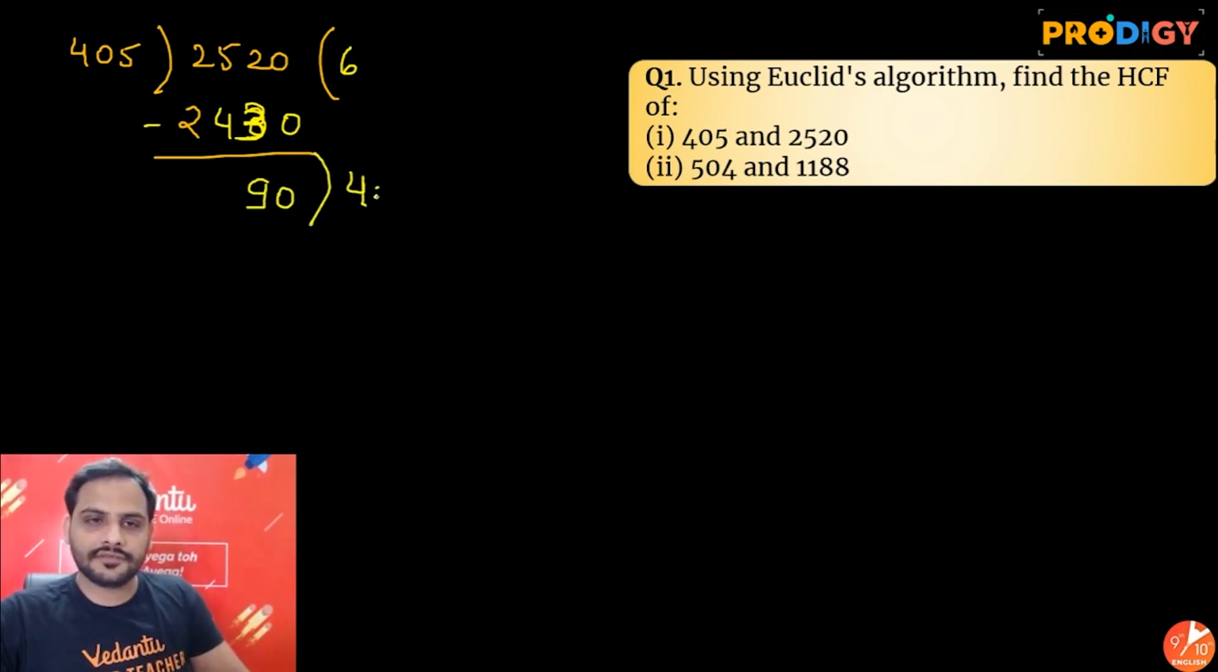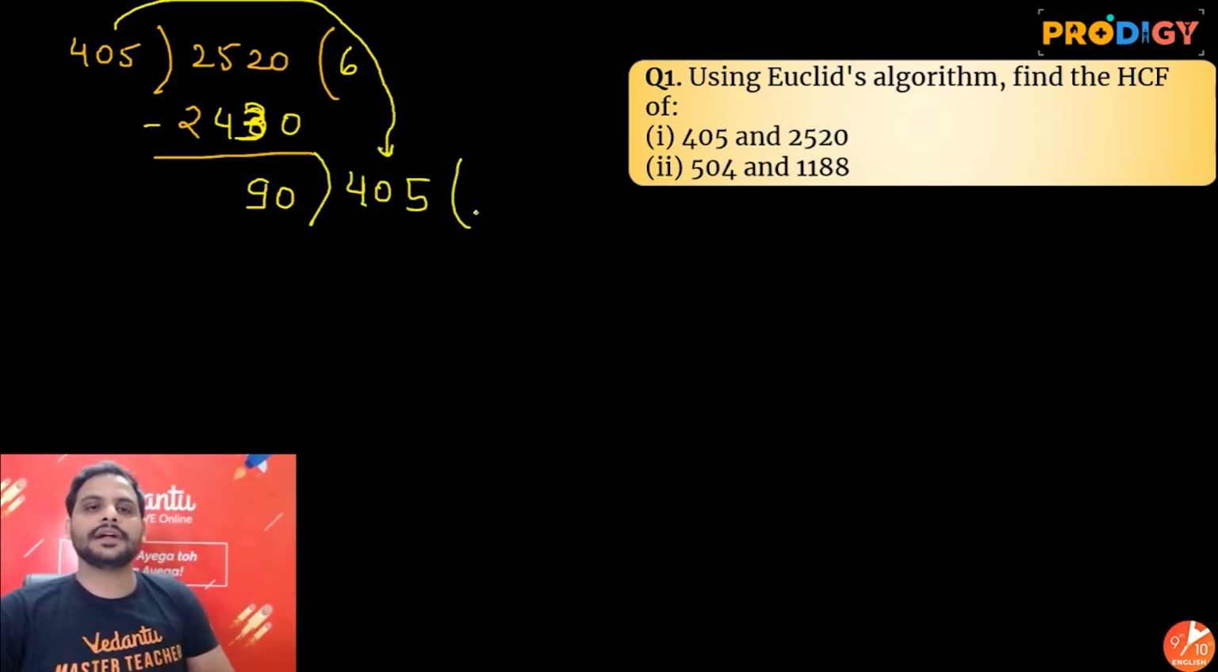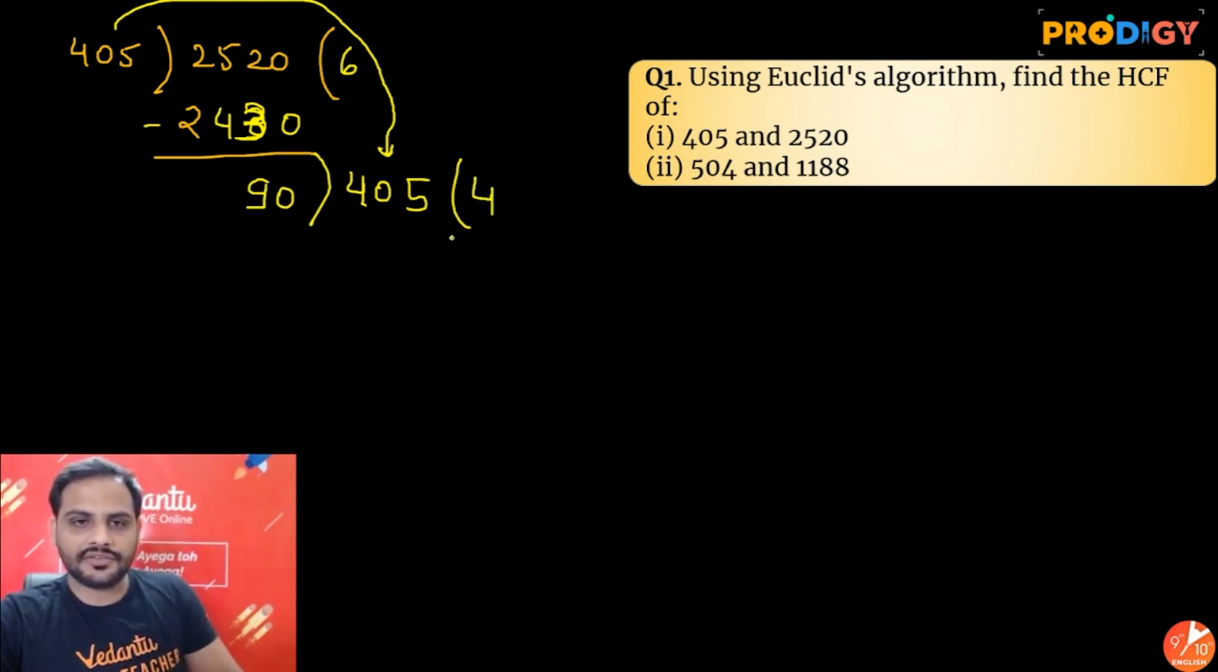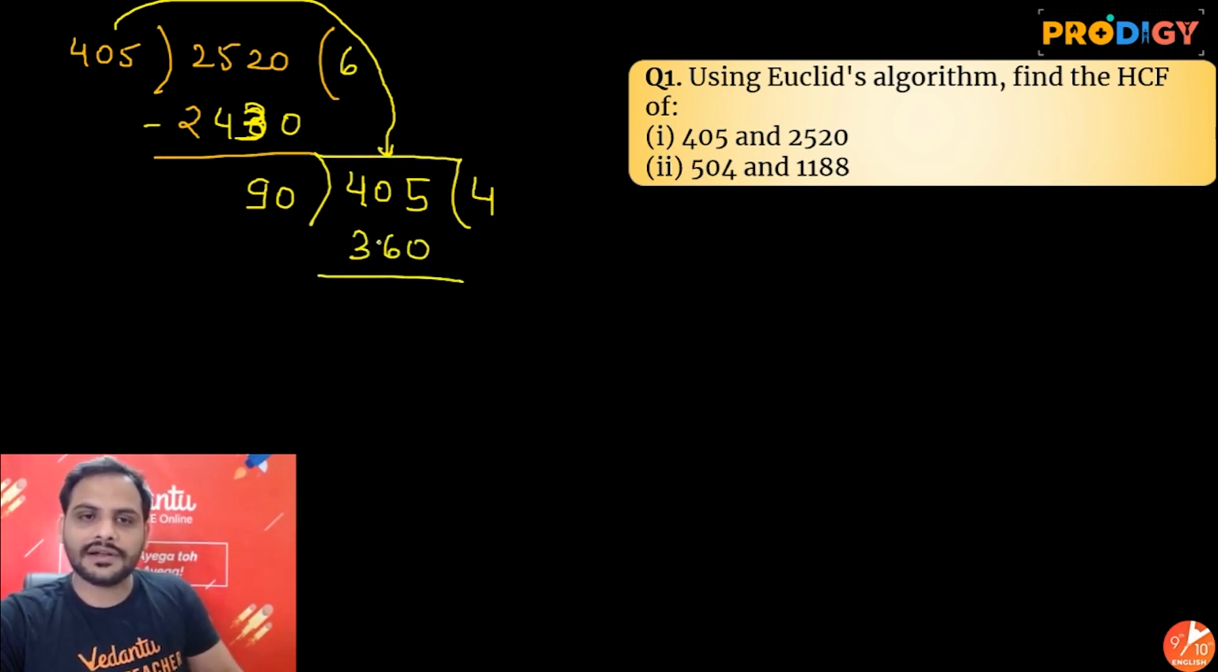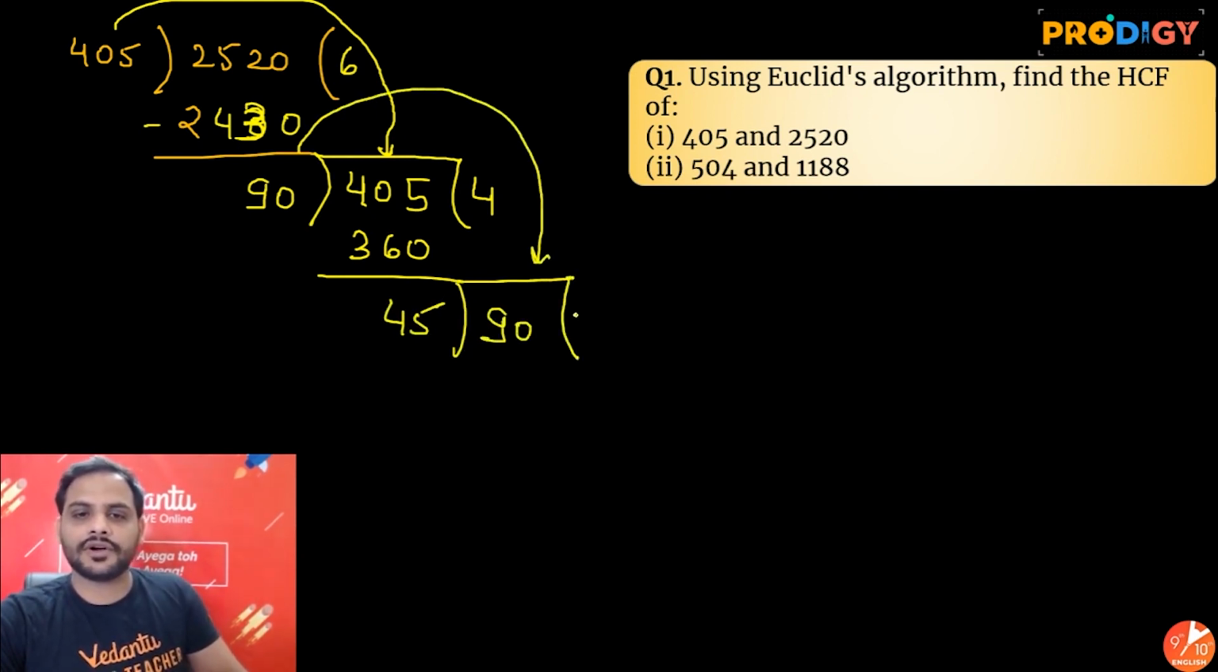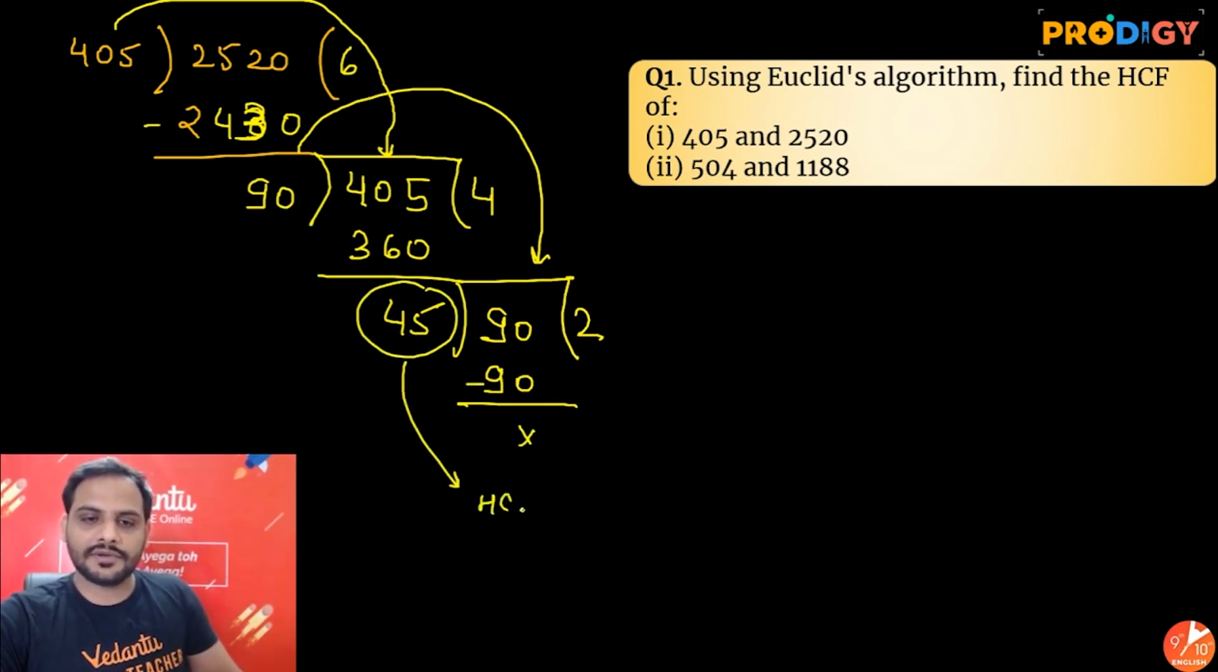The divisor of the previous step will become the dividend of this step. Now 90 divided into 405: 4 nines are 360. If I subtract it, my answer will be 45. Now 45 will become the divisor and 90 will become the dividend. 45 twos are 90, done. Now you can clearly see, beta, the divisor in the last step will be your HCF, as simple as that. So the answer for the first one is 45.